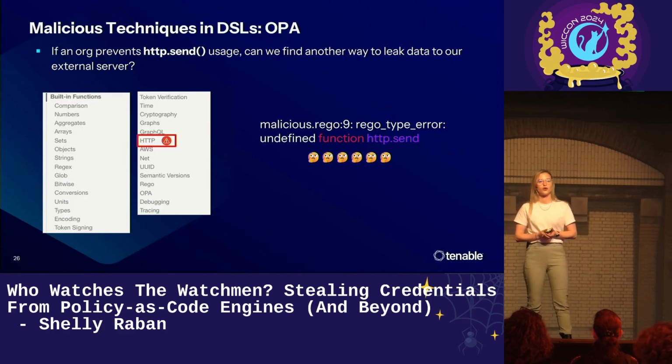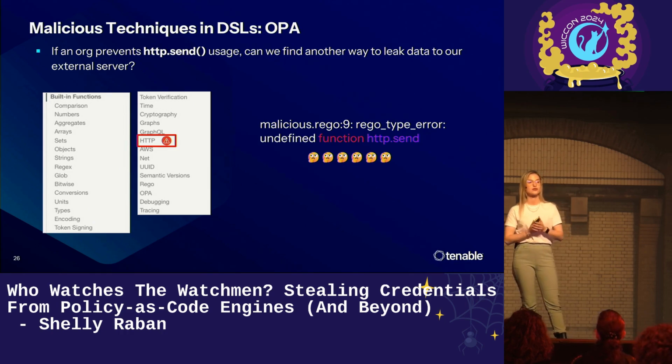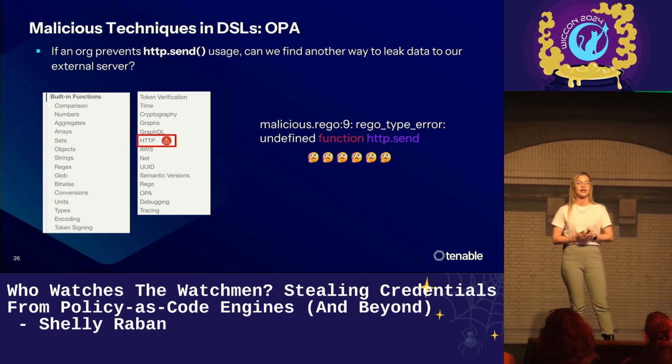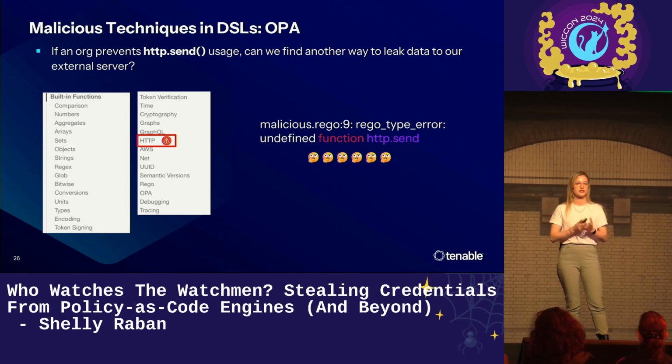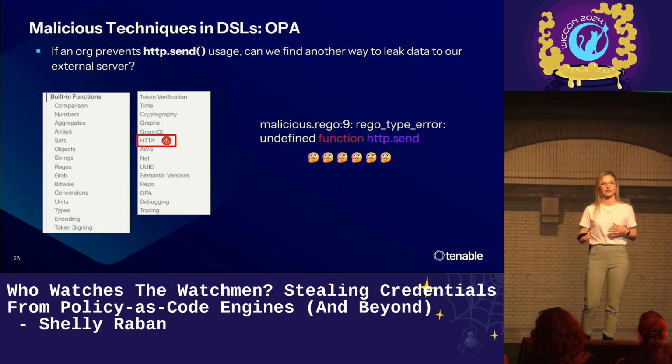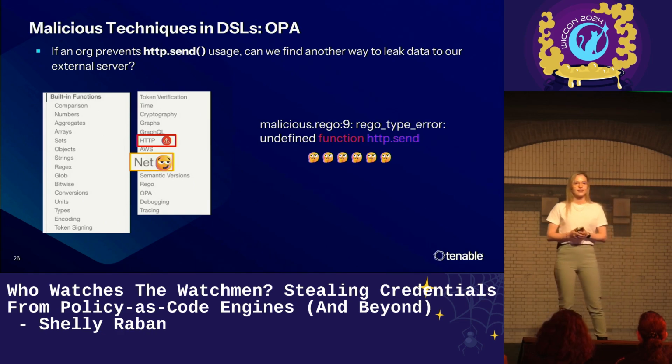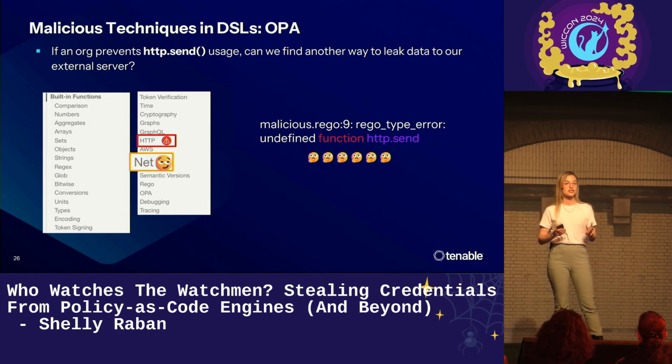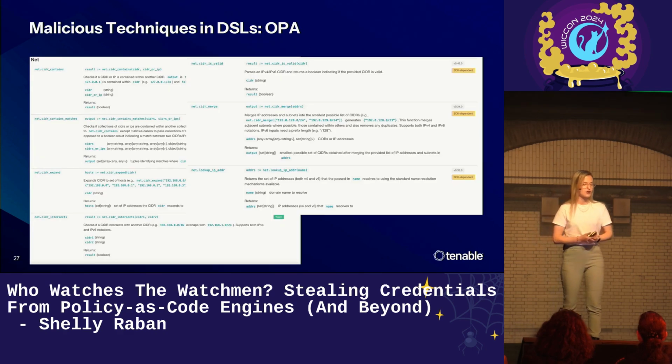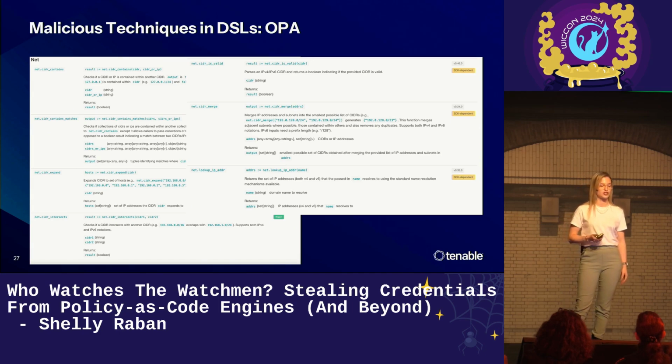Then I thought, what if an organization prevents the use of the HTTP send function? Can we find another way to leak things, credentials, or other data outside of the environment? The net category caught my eye. Sounds like networking. So I dove into the documentation again and looked through all the different built-in functions.